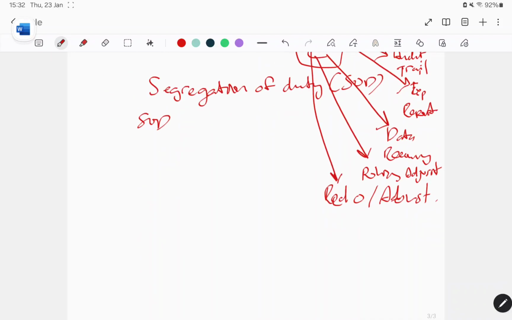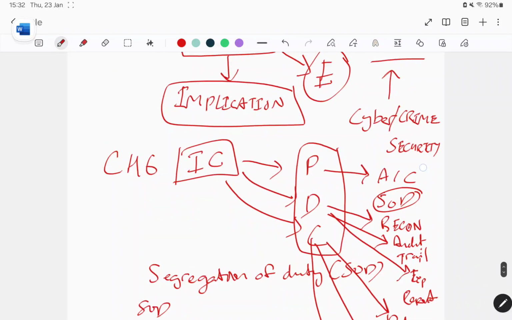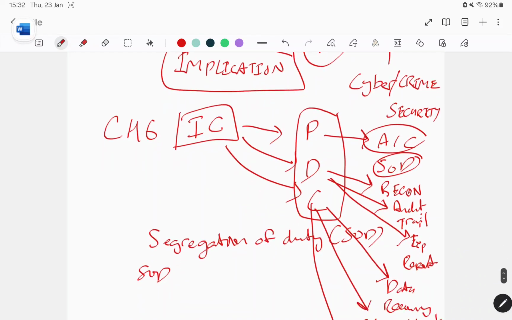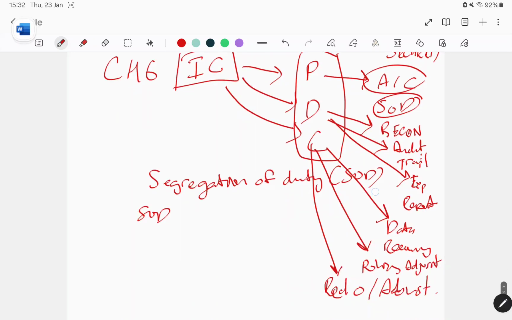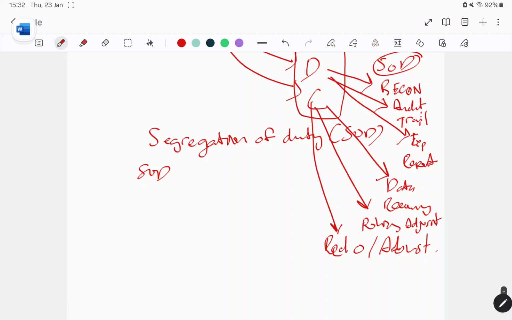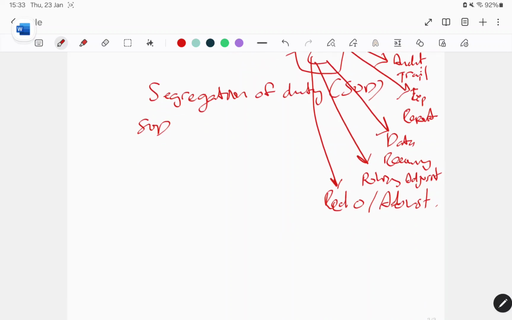What is ANC? Access control. No, aircon. Where am I? What was I trying to say? My mind just snapped off already. Oh yeah, all right, I'm back.